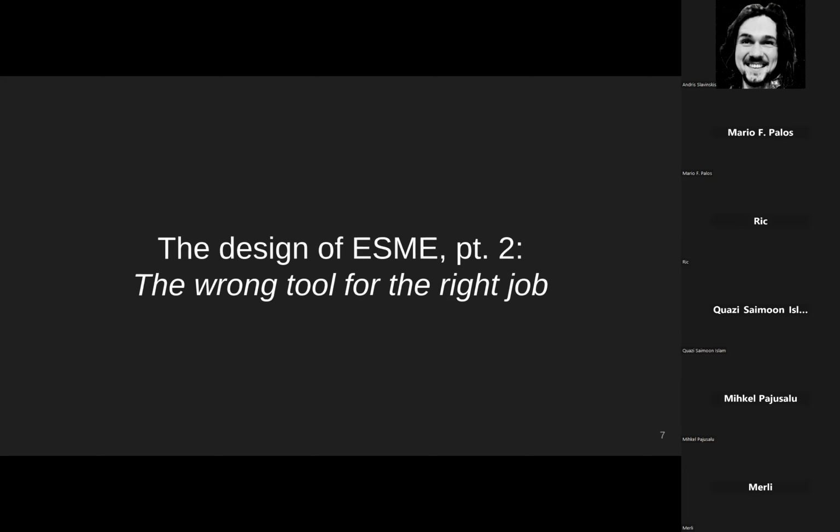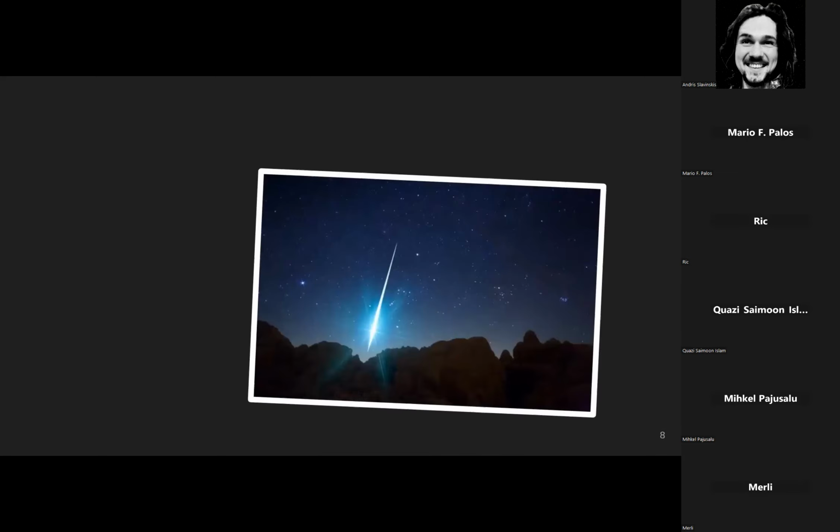So the second design feature of ESME would be using the wrong tool for the right job. Here's a bit of a personal story. Back in university, I collaborated in a meteor detection station. For those who don't know, there's some stuff floating around in the solar system. Those are meteoroids. They are potential meteors. When they burn in the atmosphere, you get a meteor like here in the picture. And if it reaches the ground without burning up, then it becomes a meteorite.